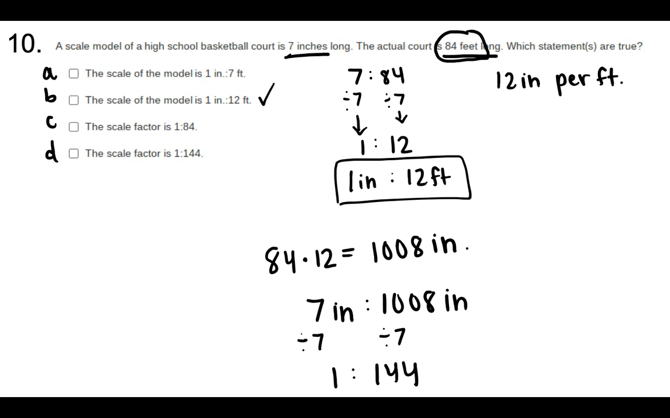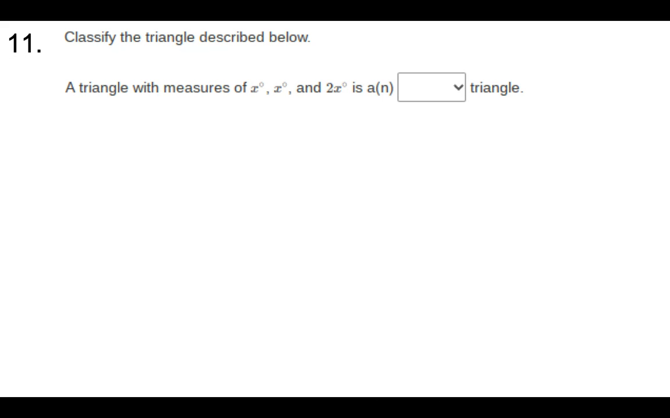And since they're the same inches, we don't even have to label them. So this is the other way that we could write the scale factor. So your answer should be B and D. Okay? Okay, classify the triangle described below.